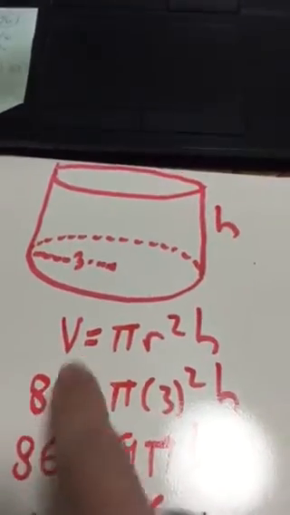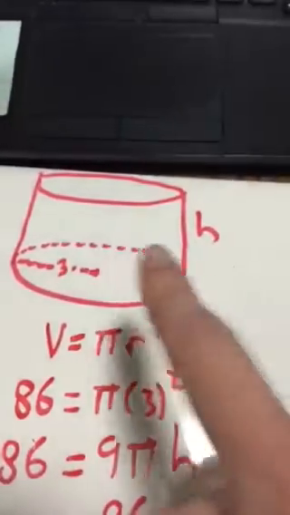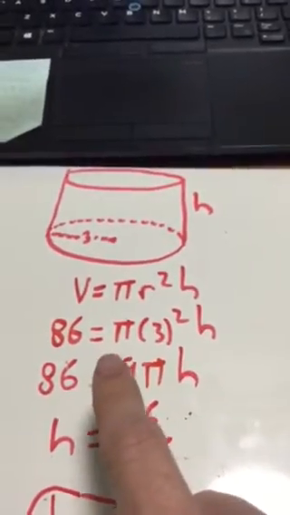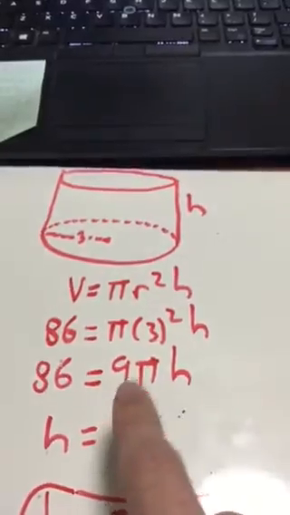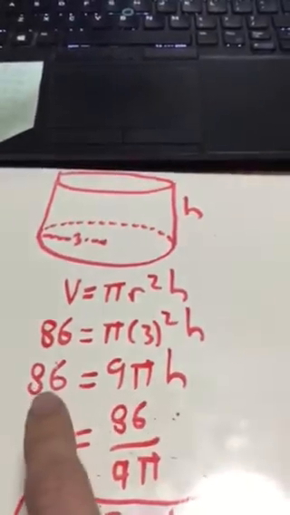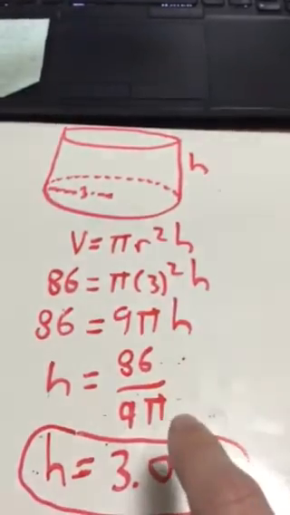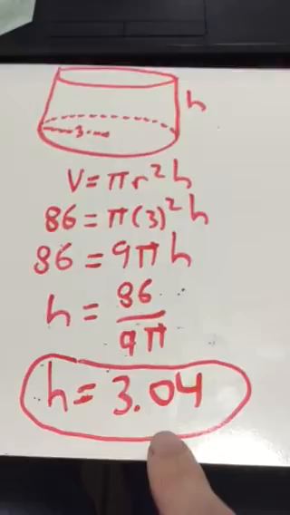So I put in 86 for my volume, that was given, and then I put in 3 for the radius, that was given as well. And I need to solve for h. So what we have here is pi r squared h. 3 squared is 9, so we have 9 pi h equals 86. And then h equals 86 divided by 9 pi, which gives you a height of 3.04.